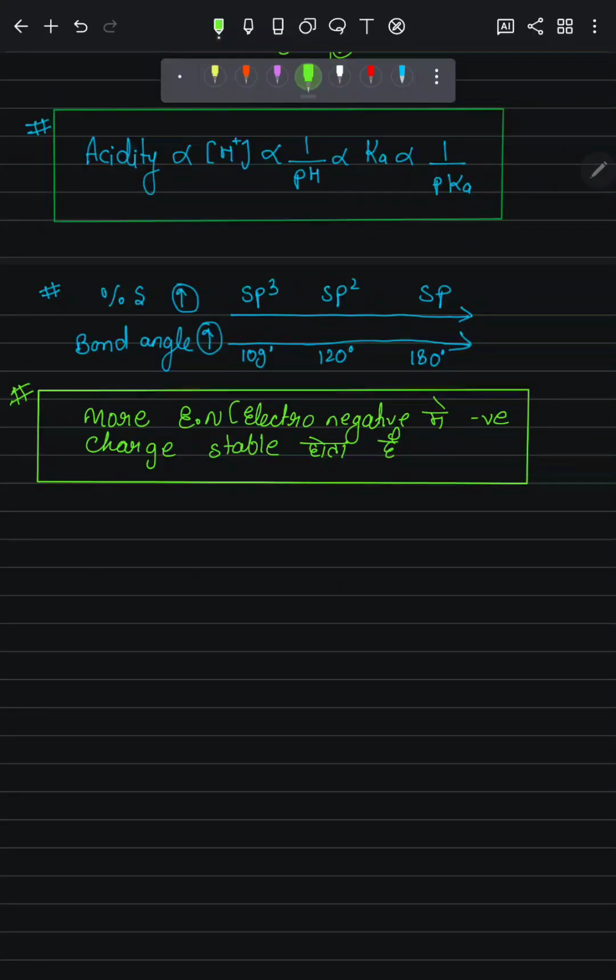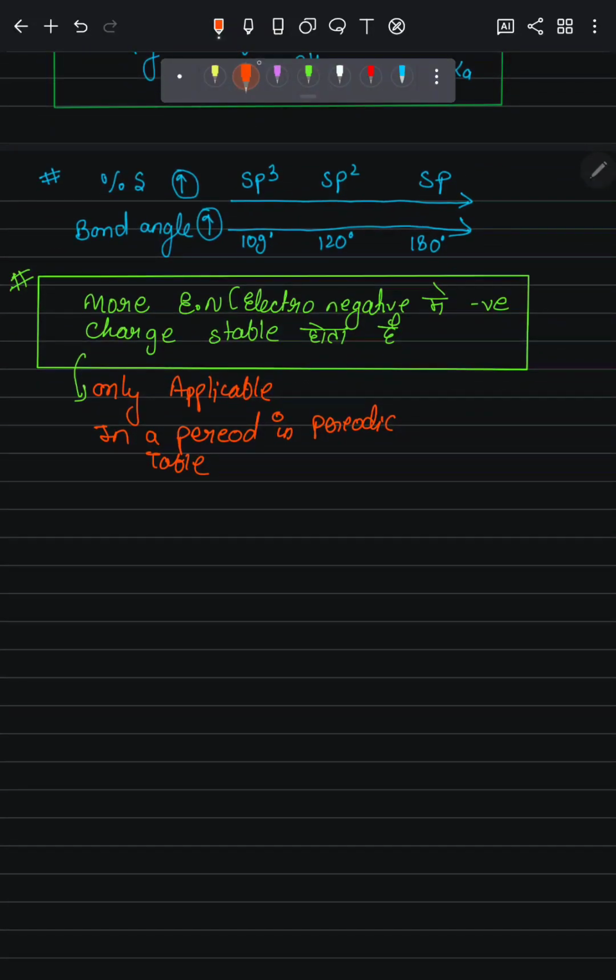And the next important point is that the more electronegative atom makes the negative charge more stable. This statement, more electronegative and negative charge stable, is only applicable in a period. Do not apply this in a group. It is only applicable across the periodic table row. So let's take an example.